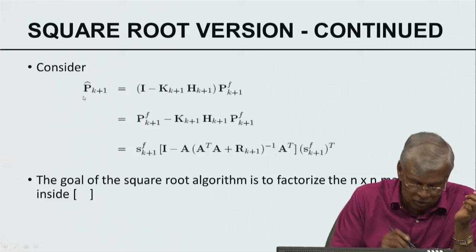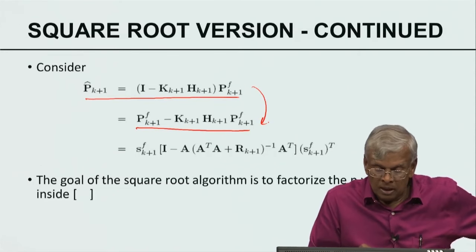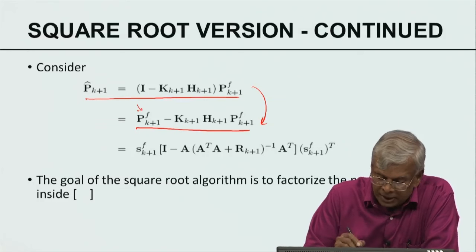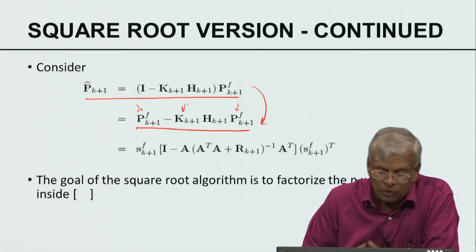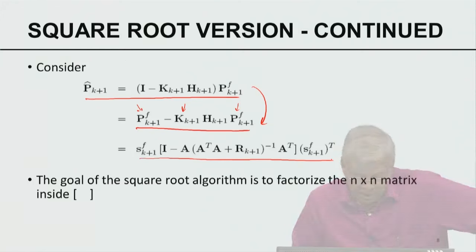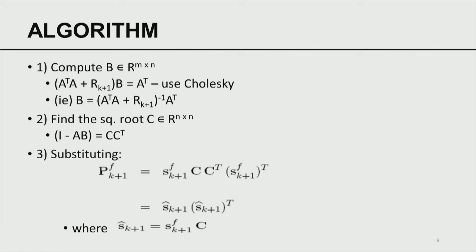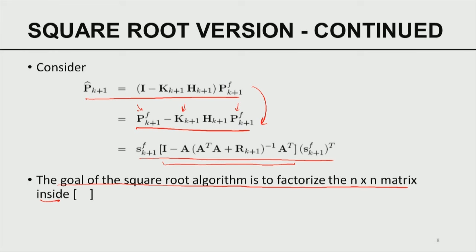So we have come to a square root version of the Kalman gain, and I can now substitute in the analysis covariance. This is the analysis covariance form. Again, I can substitute and simplify this. Now I can express this in the square root form. I already have a square root form expression for K k plus 1 in the previous slide. By combining them all, I get the square root form for the analysis covariance. So to complete the square root version, I simply need to be able to compute the square root of the term which is in the bracket. So I would like to get the square root algorithm to factorize the n by n matrix inside the square bracket. Look at this now: I minus A times A transpose A plus R k inverse A transpose, that is the matrix whose square root I am interested in.